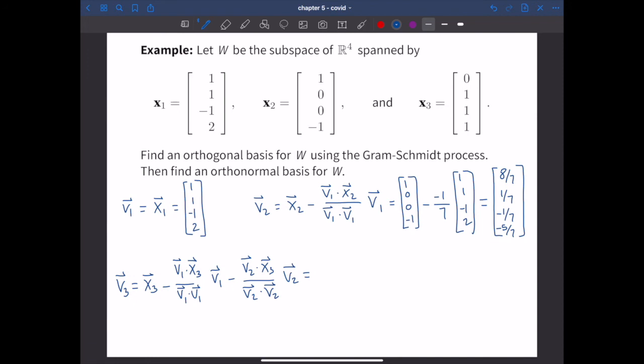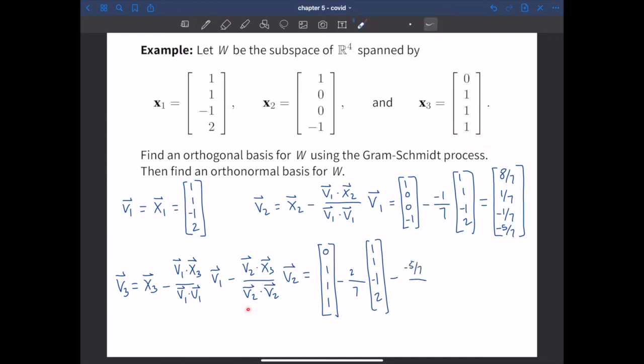Okay, so x3 is 0, 1, 1, 1, minus x3 dot v1, which is going to be 2 upstairs. Downstairs we've got v1 dot v1, so again that's going to be 7. And then this term is going to be v2 dot x3, which gives us negative 5 over 7 upstairs.